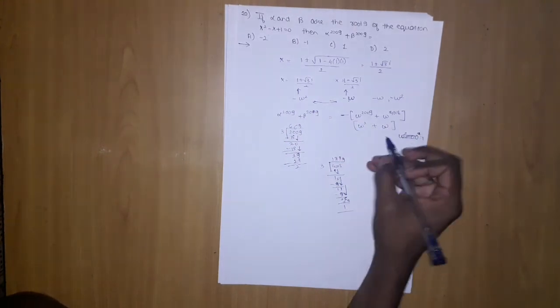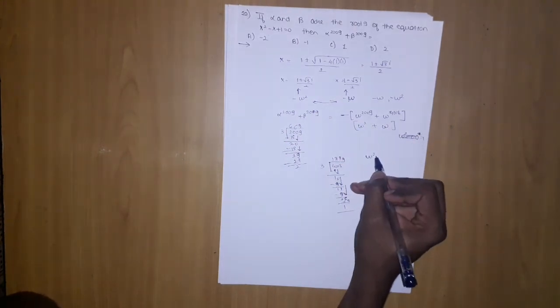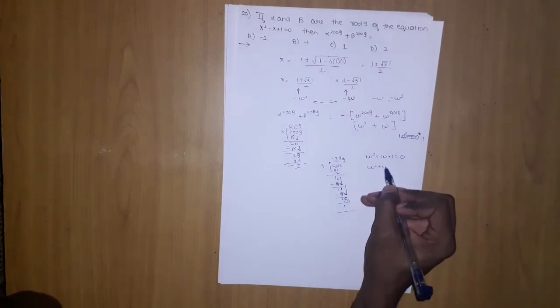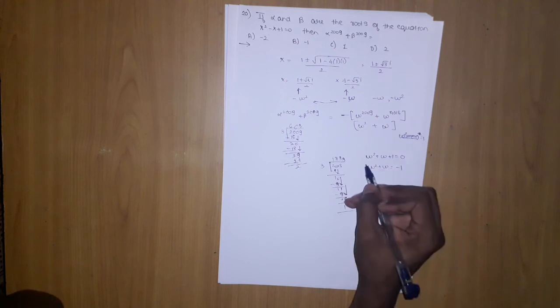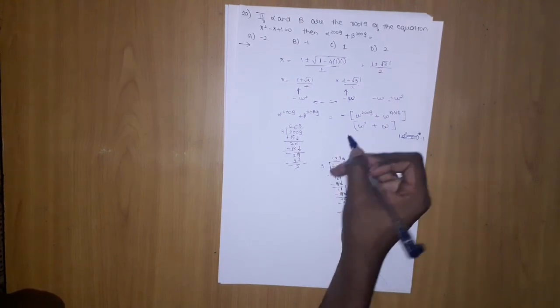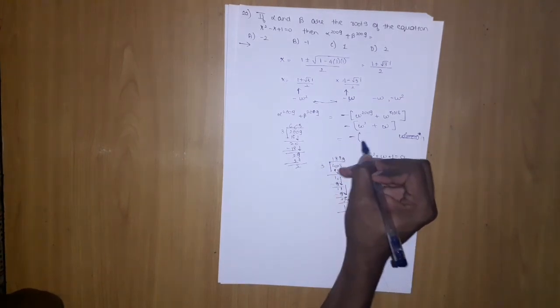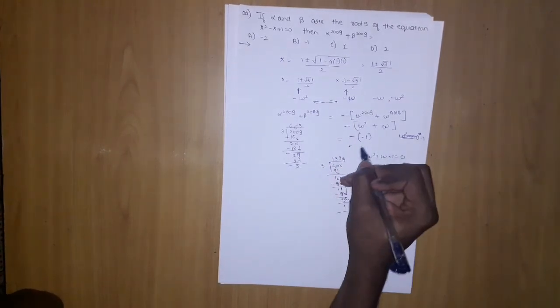Now you must know this basic property, which is omega square plus omega plus 1 should be equal to 0. This is taught in complex numbers, that's why I was telling you should know some basic things related to omega. Now omega square plus omega will be equal to minus 1. This is the thing which will be used here. Sorry for doing this rough work here. So here we have minus 1, so it will become 1.